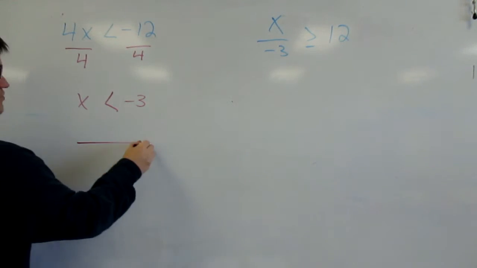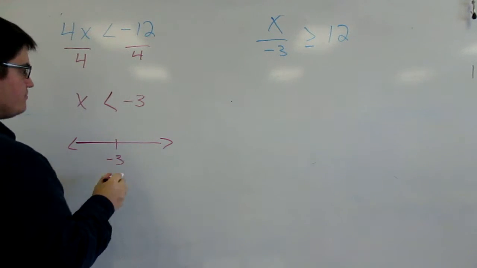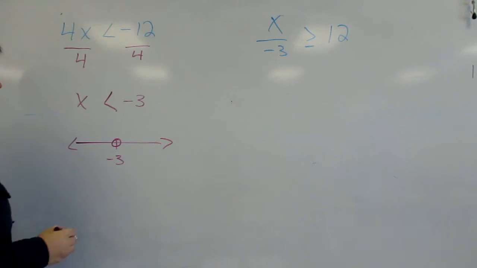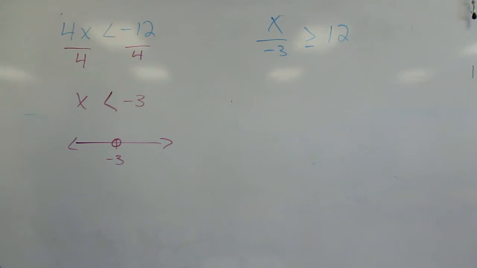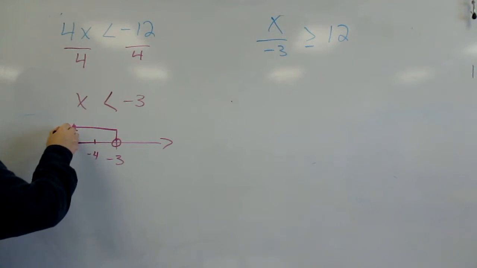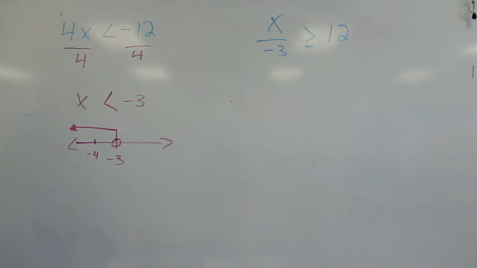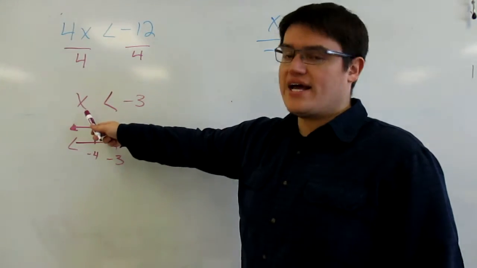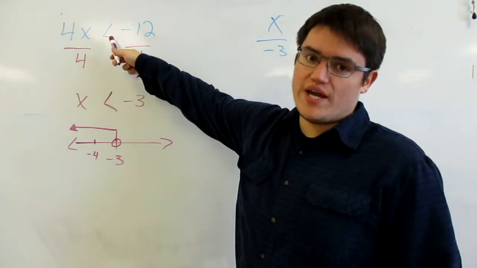So let's graph. Negative 3. We're looking for the x values that are less than negative 3. Well, we don't have the equal to sign, so we have an open circle. And I want all my x values that are less than negative 3. Well, what numbers are less than negative 3? Negative 4, negative 5, negative 6. So I'm going to want everything that's over there. Okay? Mr. Pons, what exactly does the graph mean? Oh, great question. We're saying that any x value that's less than negative 3 will make this inequality true.